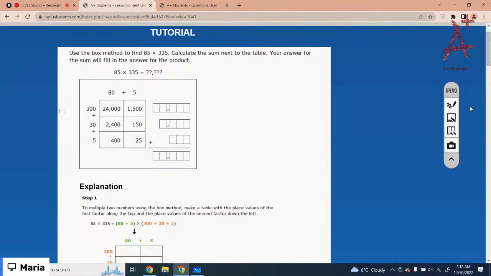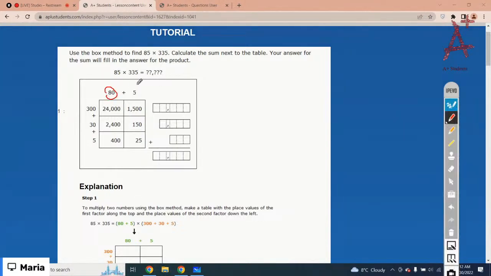So in 85, 8 is at the 80s position and 5 is at the ones. So you can write 80 like this and 5. So then 335, 3 is at the hundreds position, 3 is at the 30 position and 5 is at the ones position. So you have to multiply like this. Like in this column you have 80 and 300. So you have to multiply 80 times 300. Got it?